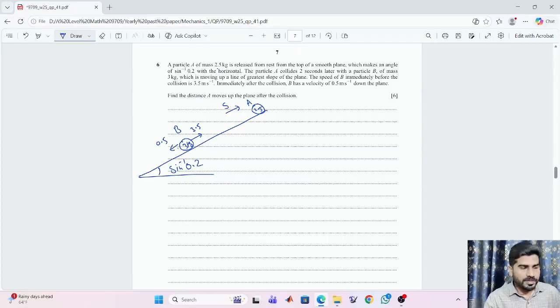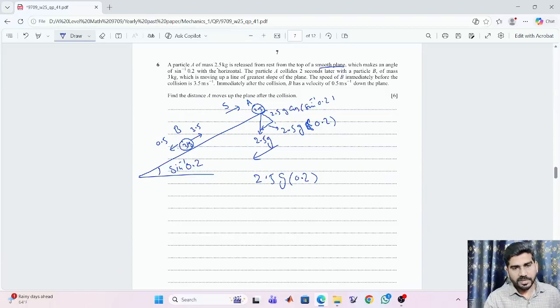So what we can do, first we can see here there is a weight. We can convert it into components. Its weight is 2.5 g. There will be the component along the plane, 2.5 g times sine of sine inverse 0.2. Sine is cancelled with sine inverse, so it will be only 0.2 here. The first step is we can see that this particle A is on the smooth plane, as given in the question. The force acting on particle A is 2.5 g times 0.2, acting downward, and this is the only force, since the normal reaction is cancelled with the other component. So it equals 2.5 times acceleration.